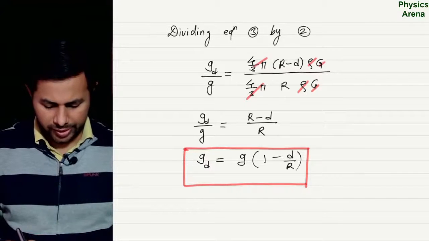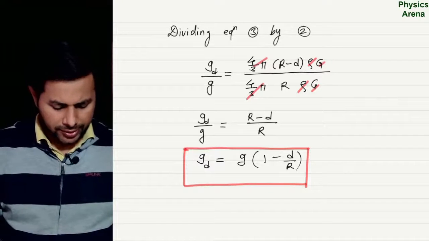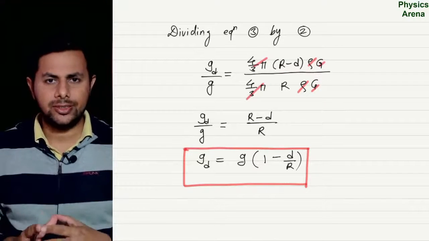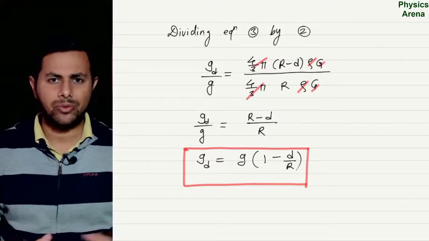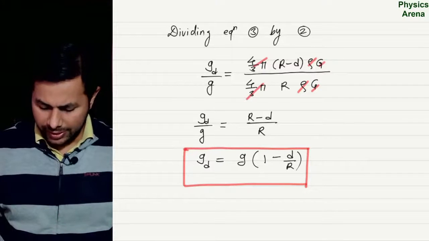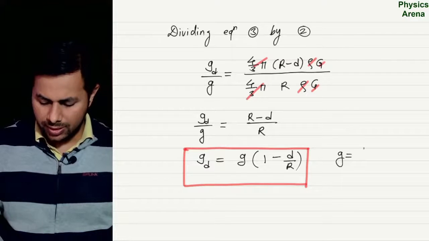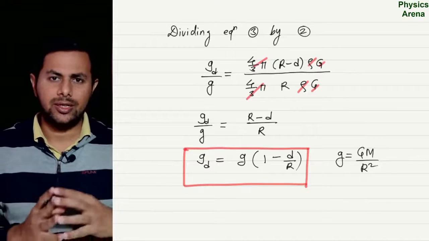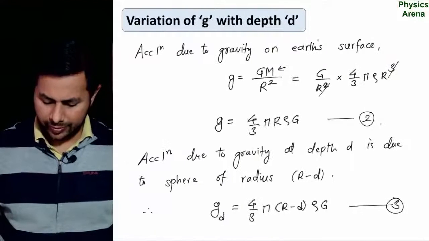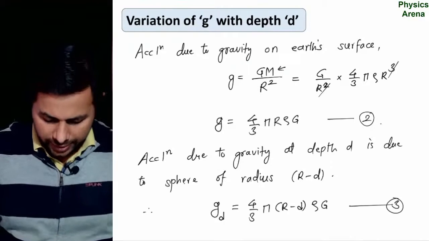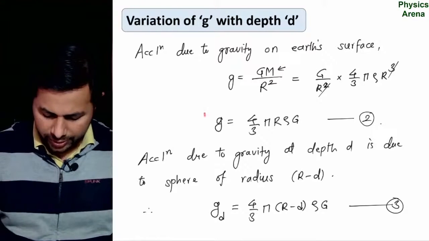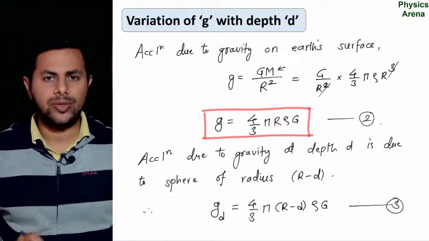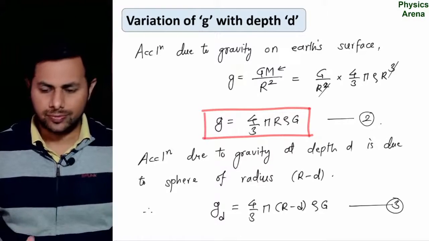What is the formula for g? On earth surface we consider its value to be around 9.8 meter per second squared, and the formula for g is GM over r squared. Okay, this we studied in last class. And in terms of the density of earth, the formula for g is 4 by 3 pi r rho G.